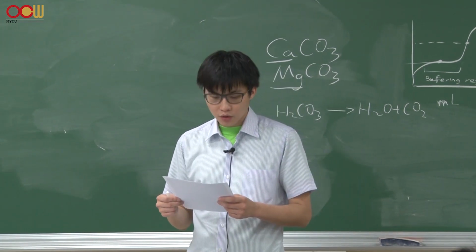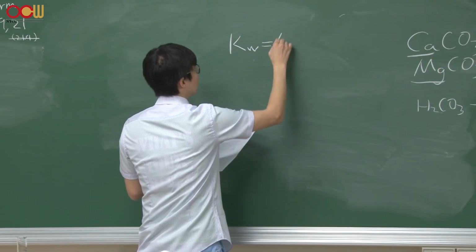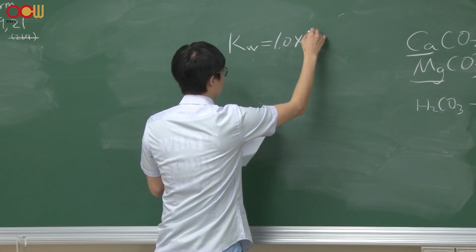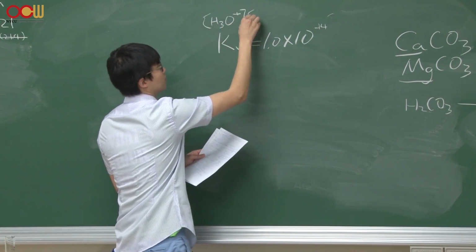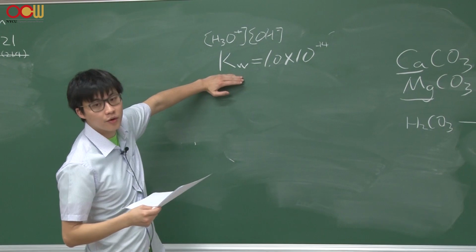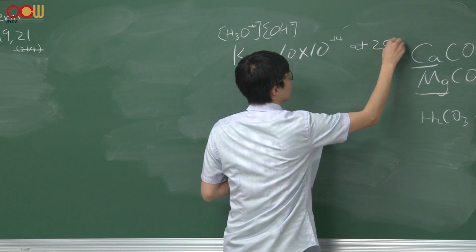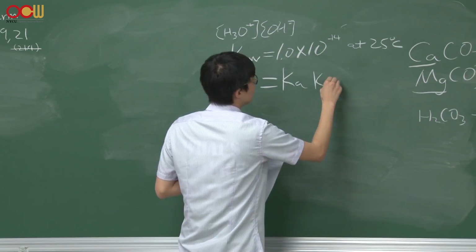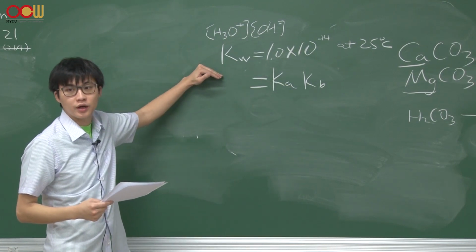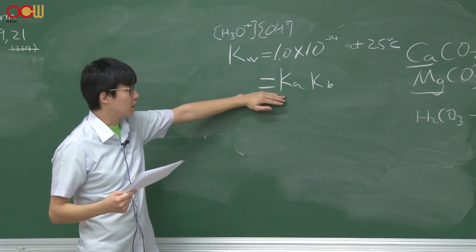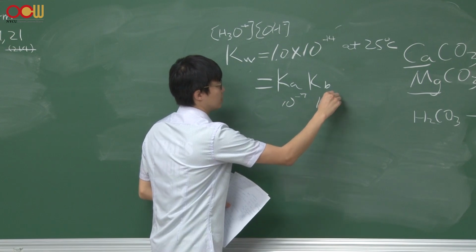The most important part is you have to remember Kw is a constant at a certain temperature. Kw implies the amount of hydronium and hydroxide. This is the equilibrium constant for water, and it is constant at 25 degrees. Using Kw, you can find a compound's Ka and Kb based on this equation. This is a very important equation. And for water, the amount of each is balanced.